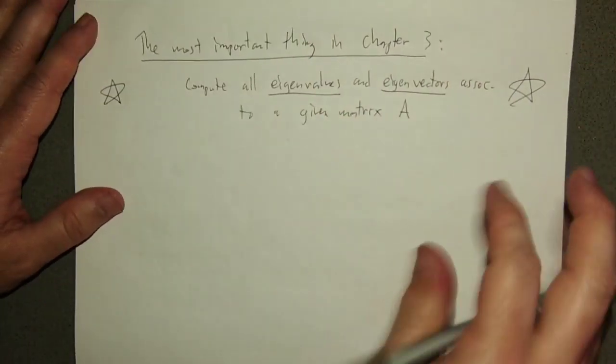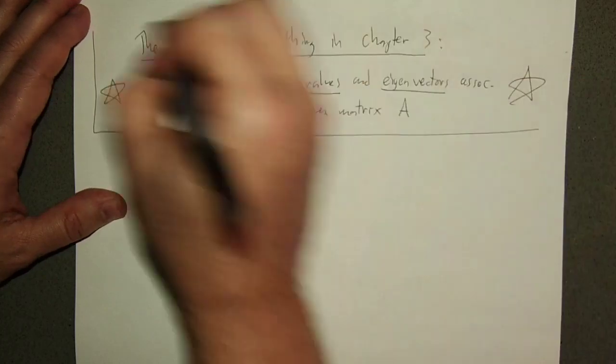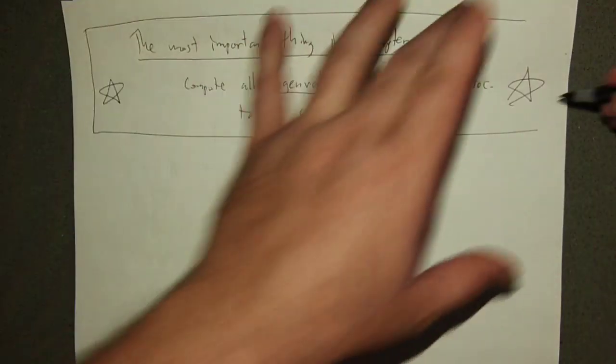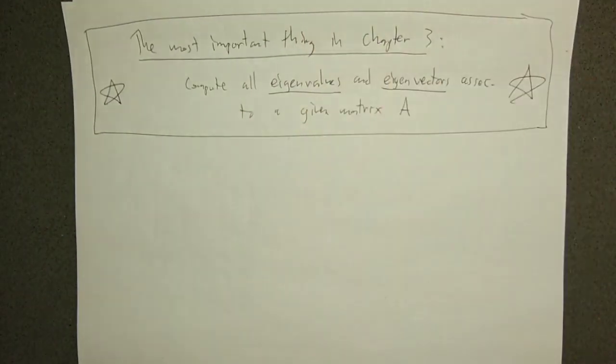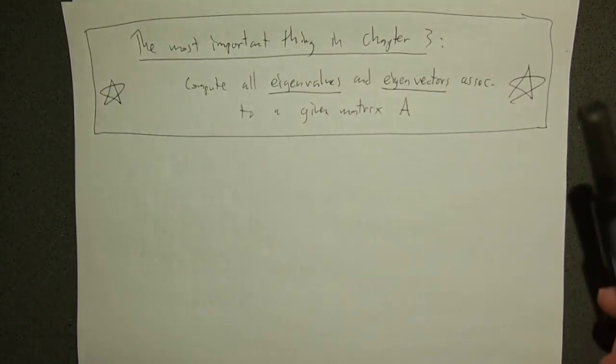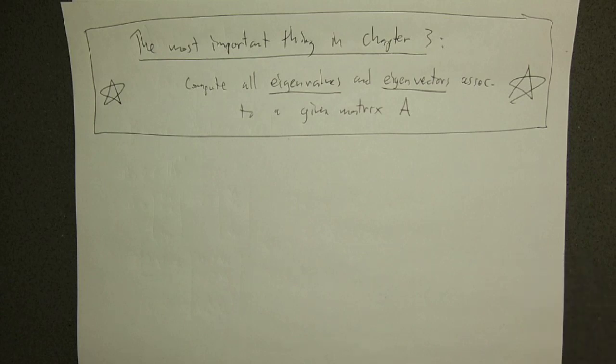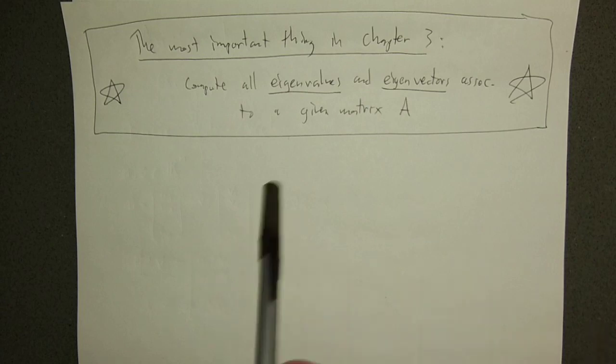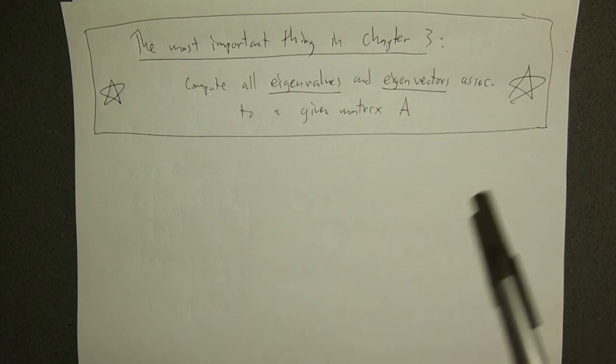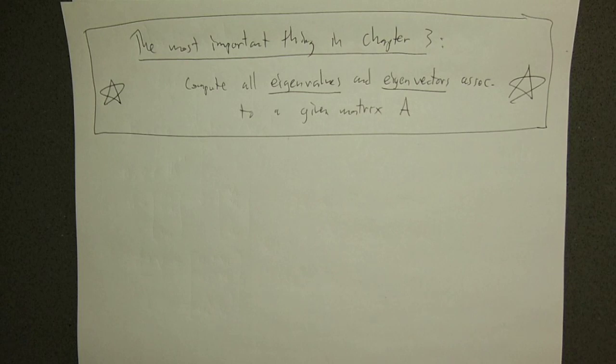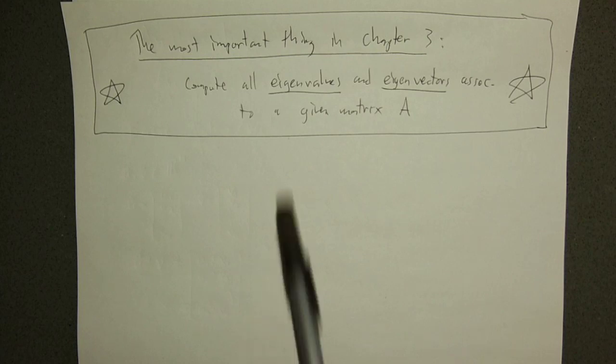And in fact, if you understand absolutely nothing about the intuition of what's going on as far as the differential equation is concerned, understanding nothing but knowing how to do this will get you a huge part of the way to being done, even if you really don't understand anything that's going on. This is by far the most important thing in all of Chapter 3. Being able to do this is required to solve any problem. Okay, so computing eigenvalues and eigenvectors associated to a given matrix A.